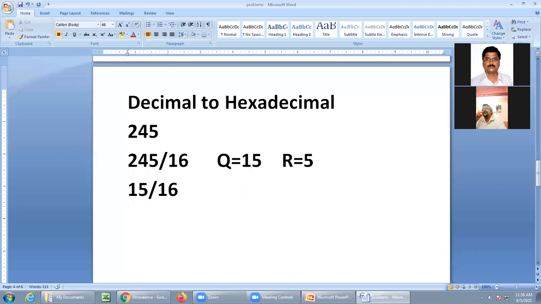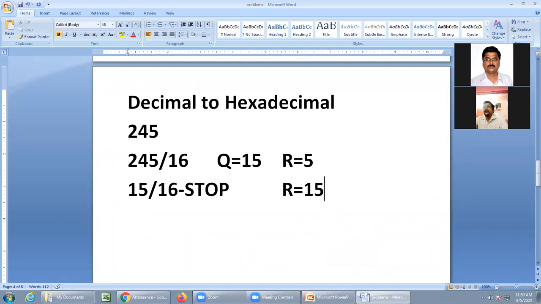Is 15 more than 16 or less than 16? 15 is less than 16. So I have to stop the conversion, because you cannot divide 15 by 16. Whatever 15 is there, you take it as the remainder.